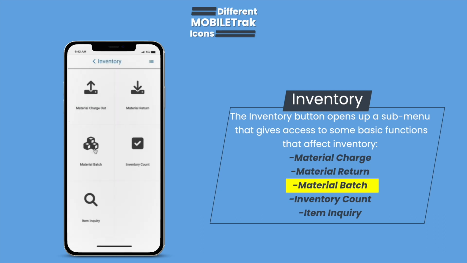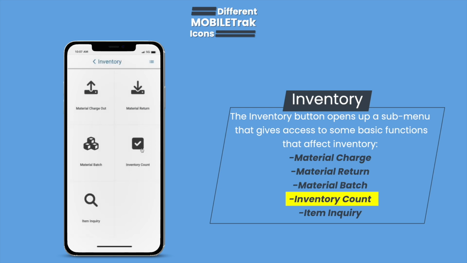Material Batch. The Material Batch allows users to perform those two same charge out or return transactions with a larger list of items. The Material Batch can be used during a storm outage when material leaves the warehouse and needs to be recorded, but a work order number or GL account is not yet available.